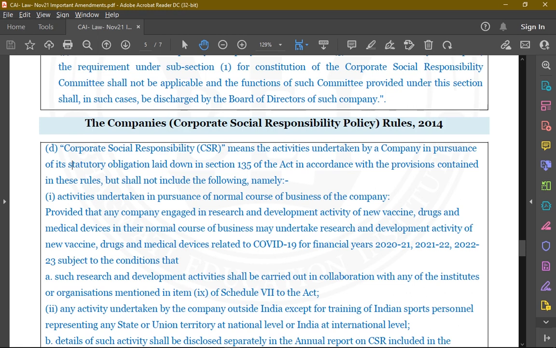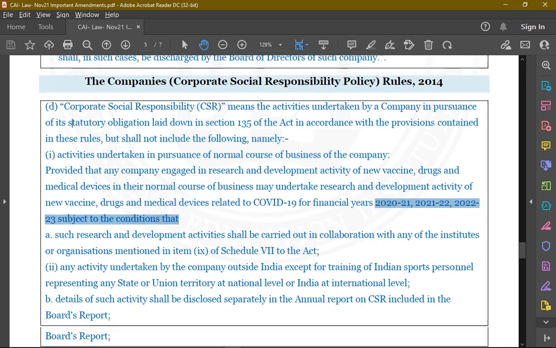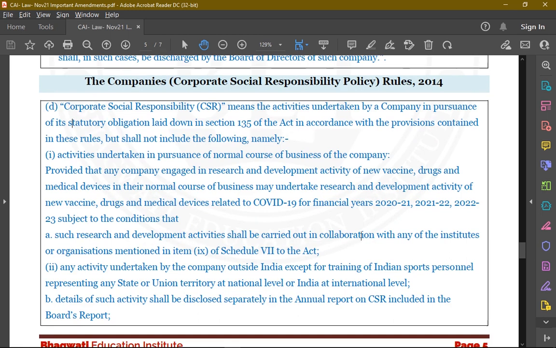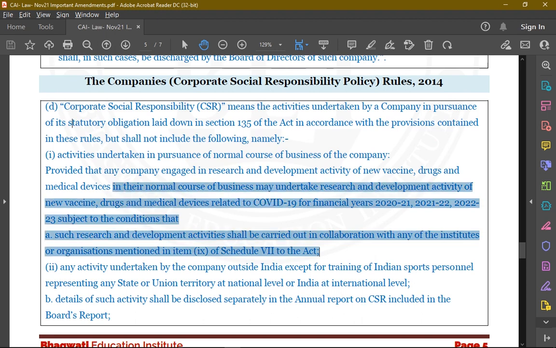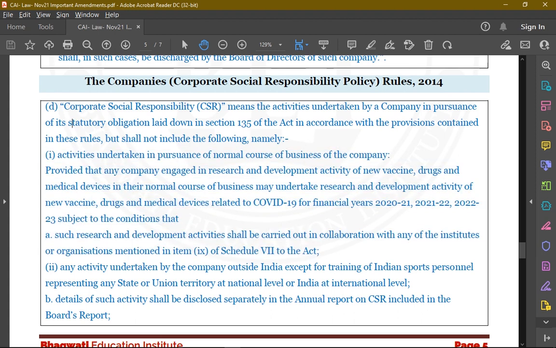So it says activities undertaken in pursuance of the normal course of business of the company, provided that any company engaged in research and development activity of new vaccines, drugs and medical devices in their normal course of business may undertake research and development activity of new vaccines, drugs and medical devices related to only and only one, that is COVID-19, for the specified financial years. This is applicable for the next financial year as well. Also, they have said that such research must be done in collaboration with certain government notified institutions like DRDO and certain others. So this paragraph gives great relief to all those pharmaceutical companies which are spending their expenditure for their business only, but just to do something for COVID-19 in collaboration with the specified authorities and organizations.